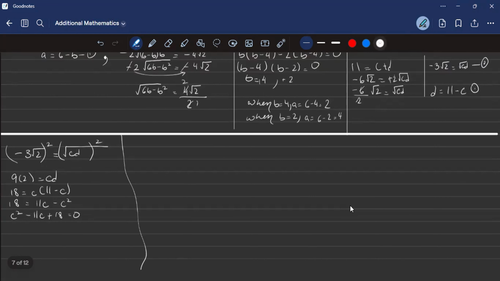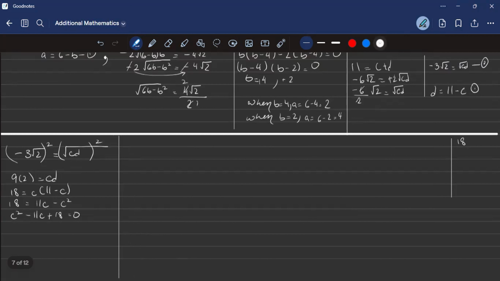This makes up a quadratic equation. Solve the quadratic equation by what? The middle term breakdown method. So c squared minus 11c plus 18 is equal to 0. We are going to break this down. We take out the factors of 18.